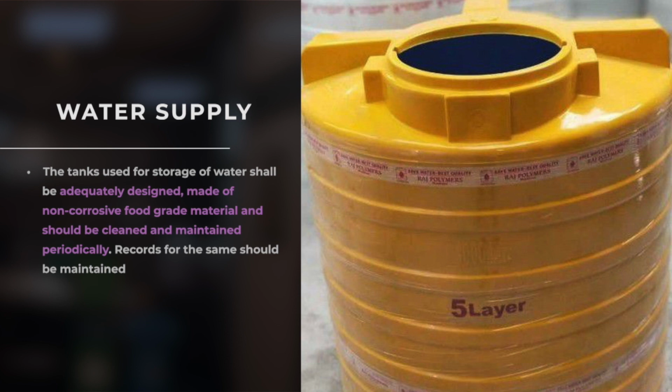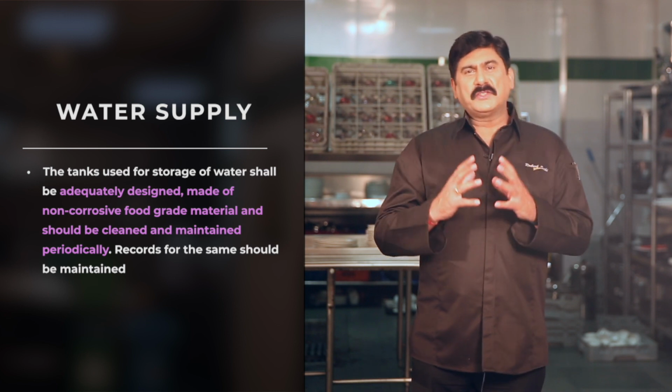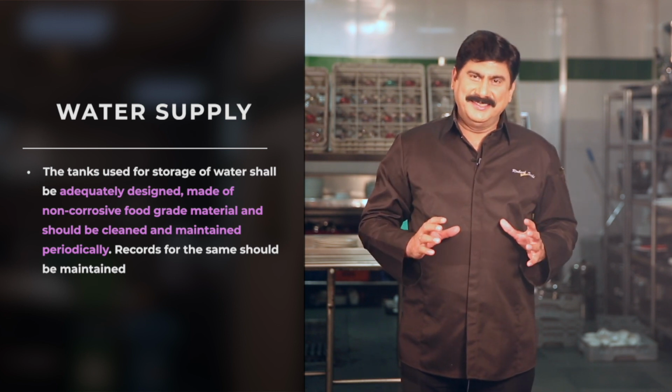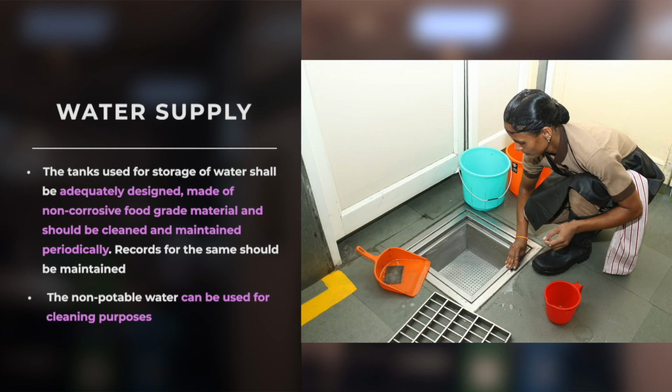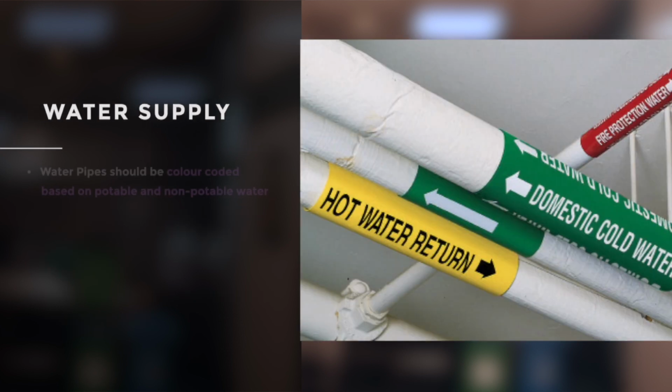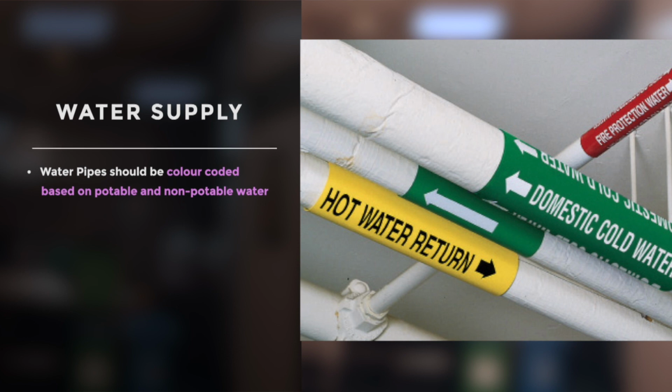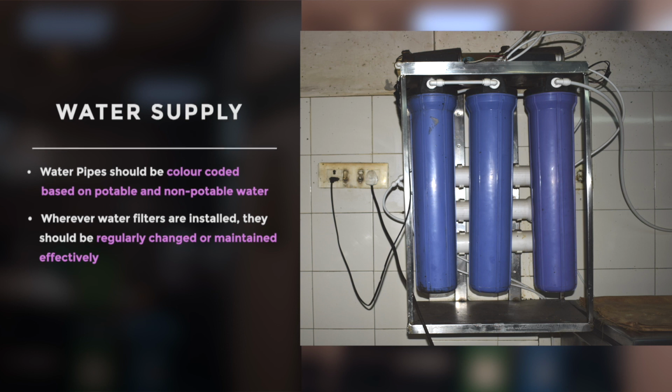The tanks used for storage of water should be adequately designed, made of non-corrosive food grade material and should be cleaned and maintained periodically. Records for the same should be maintained. The non-potable water can be used for cleaning purposes. Pipes should be color-coded based on potable and non-potable water. Wherever water filters are installed, they should be regularly changed or maintained effectively.